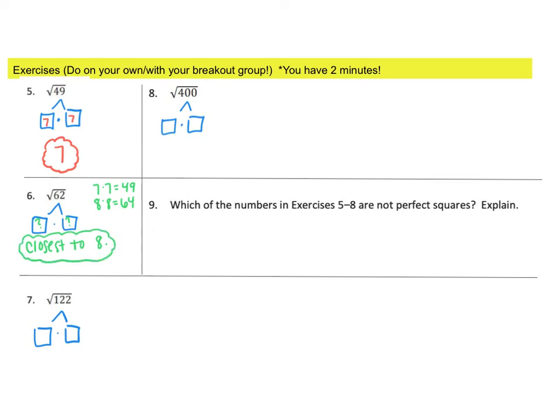For number 7, should have identified that, again, this is not a perfect square. We can start with 11 times 11 is 121. 12 times 12 is 144. We never hit 122. So we don't know the perfect square for this, but it's closest to 11, right? 11 times 11 is 121, which is pretty close to 122. So that's our answer here.